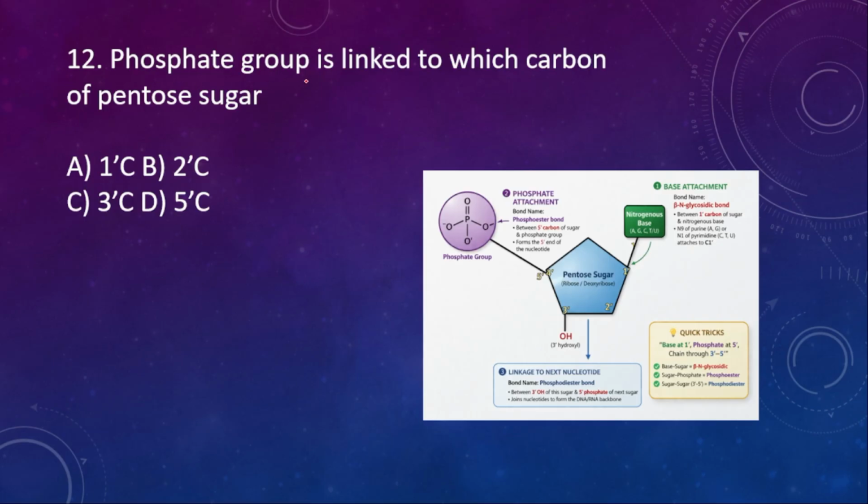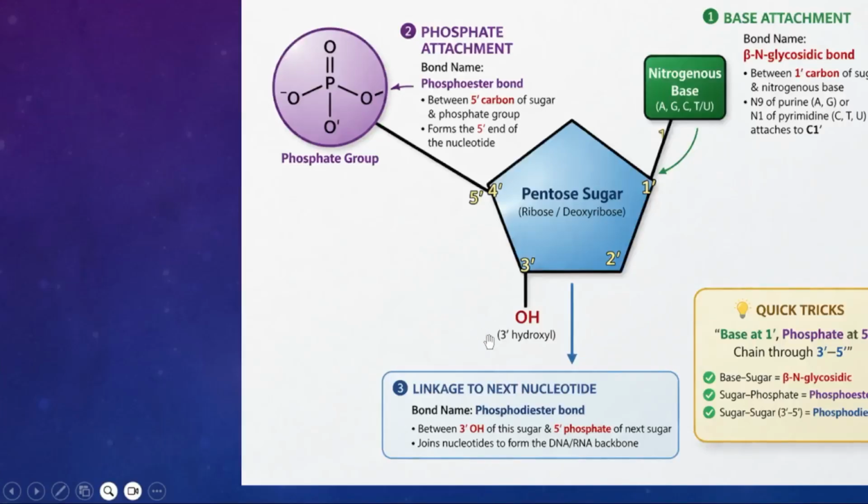12th one, the phosphate group is linked to which carbon of the pentose sugar? Fifth carbon, that is option D is right. See here, I will zoom. First carbon, second carbon, third carbon, fourth carbon, here will be the fifth carbon. So this is the pentose sugar. For the first carbon, what happens? The nitrogenous base will be attached, either purines or pyrimidines. In DNA, pyrimidines will be cytosine and thymine. In RNA, thymine is replaced by what? Uracil.